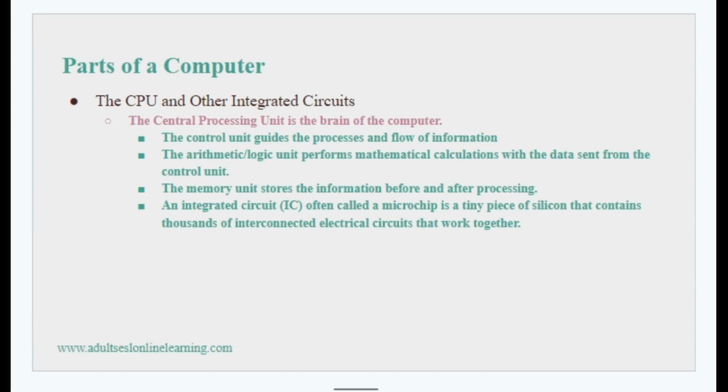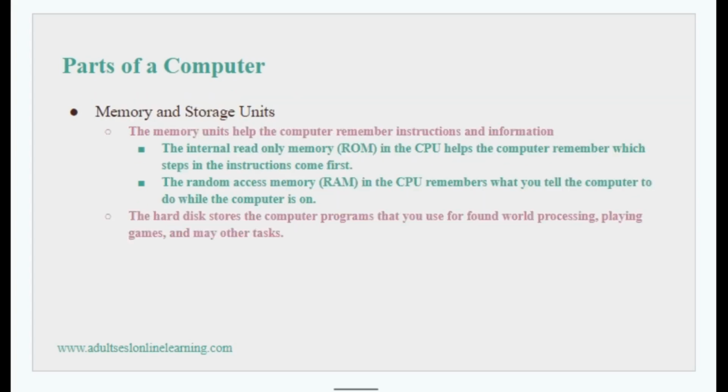The memory unit stores the information before and after processing. The CPU does all this work in a very orderly fashion, and it does it very quickly. The CPU is the largest integrated circuit in a computer. An integrated circuit, IC, often called a microchip, is a tiny piece of silicon that contains thousands of interconnected electrical circuits that work together.